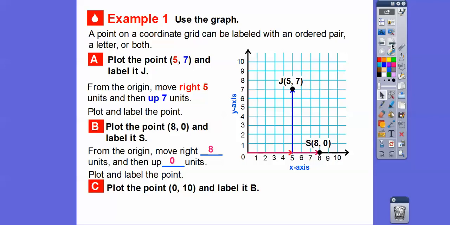Let's try another one. Plot the point 0, 10 and label it point B. So we're going to go to the right 0, so don't go to the right at all, and then just go up 10. This is going to be on the y-axis way up there. We'll call that point B. B has the ordered pair 0, 10. You get the hang of this right here?